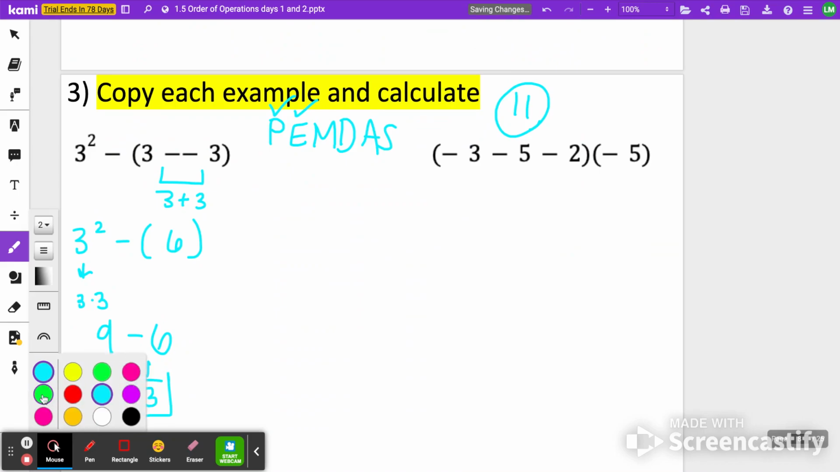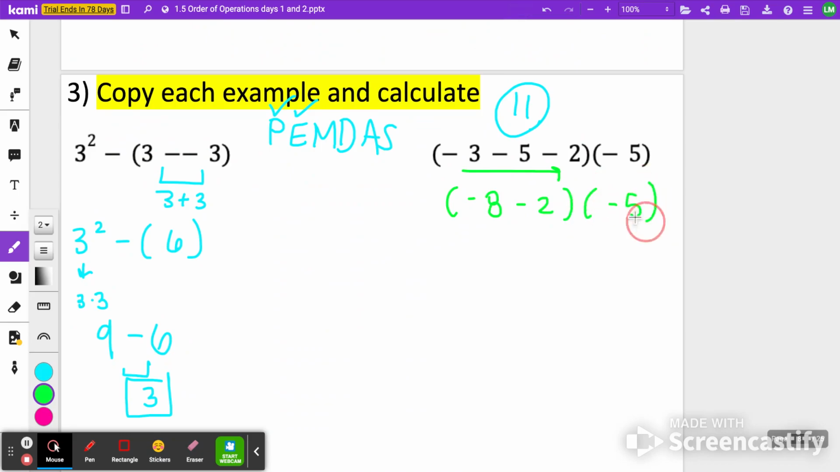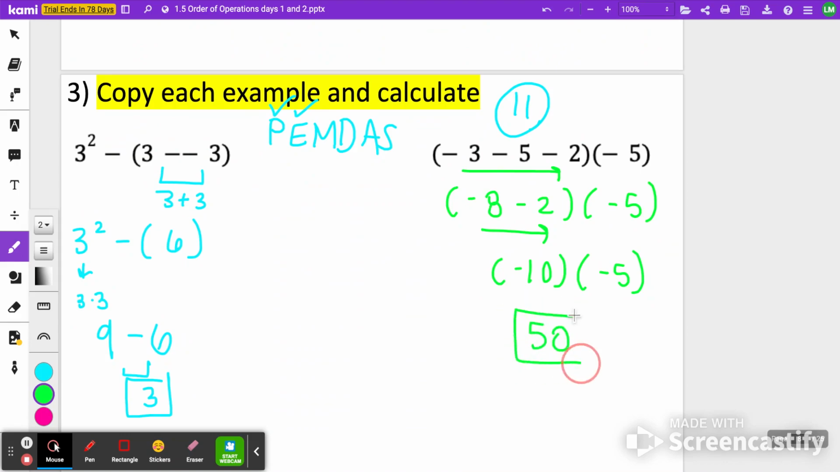Over here on my second example, I do have quite a bit in parentheses, and notice how I have multiple things in parentheses, but it's all subtraction, so I'm going to work this from left to right. Negative 3 minus 5 is negative 8. So again, bringing down everything exactly like I see it, and then continue to work in my parentheses. Negative 8 minus 2 is negative 10. Last but not least, I'm going to multiply negative 10 by negative 5, and I'm going to get positive 50.